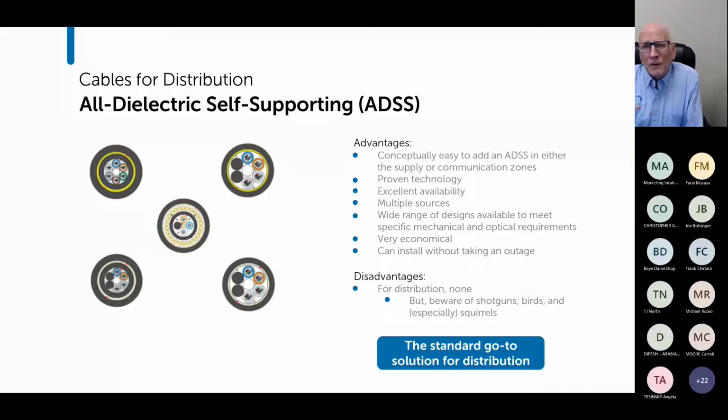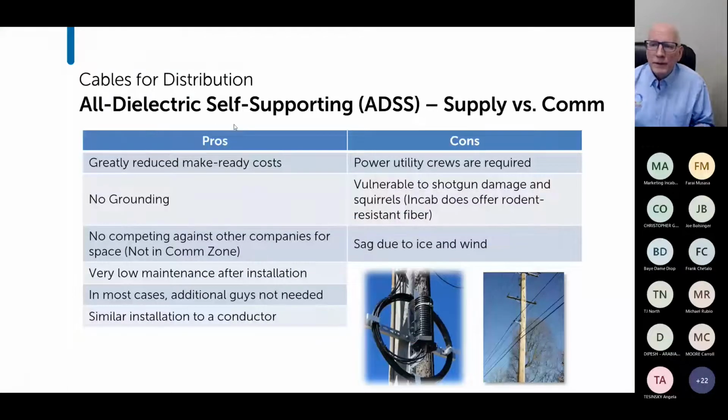Distribution, you're more close in to habitation, less hunting and shooting going on immediately in the vicinity, unlike in transmission lines. But again, kind of relative. So not quite as bad, but you ought to be careful. If a circuit is going through a popular hunting area, you may want to consider another solution. But in general, for distribution applications, ADSS is the standard solution for fiber optic cable. But you need to consider what you are going to put it in, the supply zone or the comm zone.